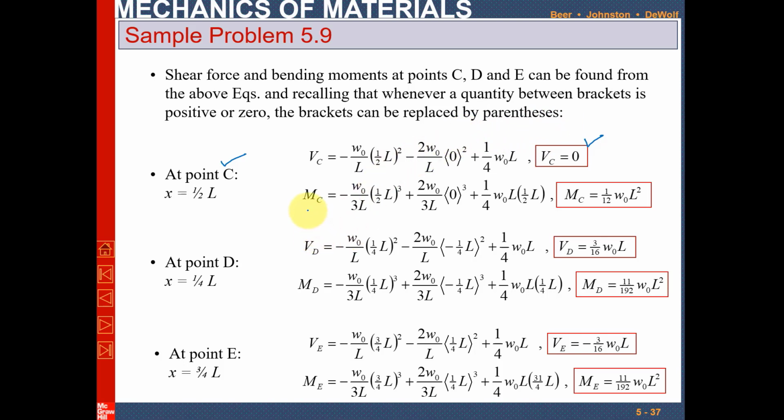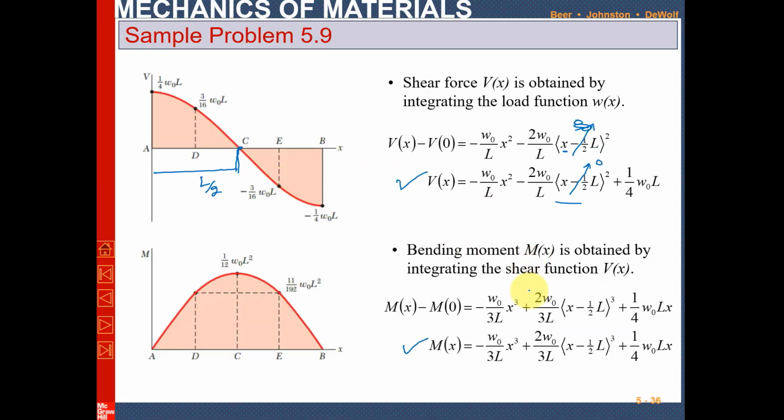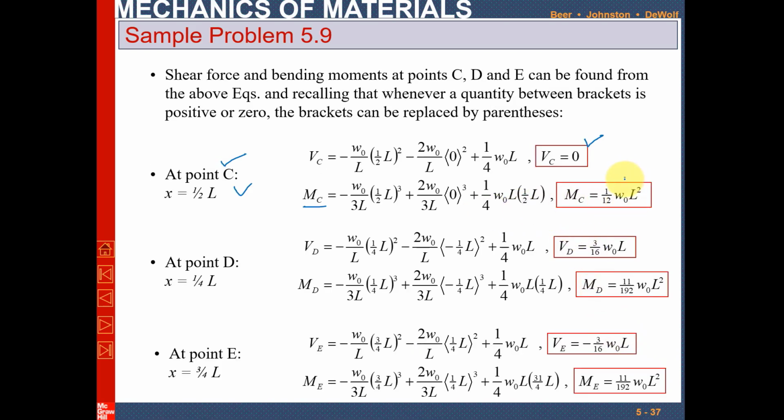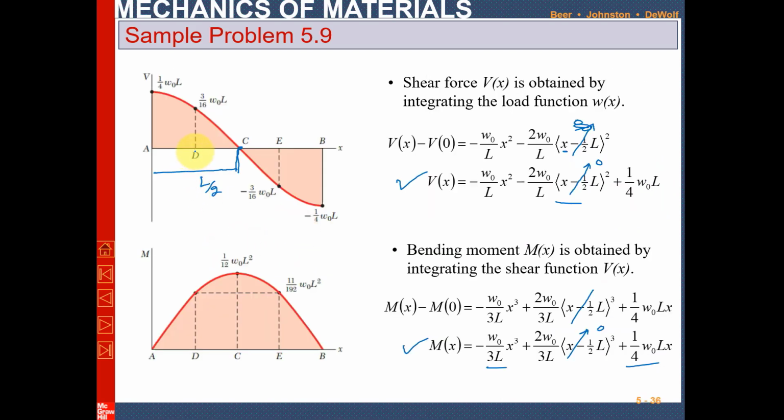Similarly, bending moment at point C, at L equal to 1 over 2. So if you put L 1 over 2, this term will be equal to 0, and the bending moment equation will be this, and if you further solve it, the bending moment at point C will be this. Similarly at point D, now you can see that point D is at a distance of L by 4, which was given earlier, so L by 4.